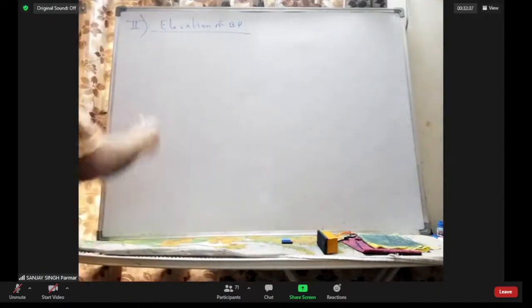Yesterday I gave you the explanation of why it is called elevation of the boiling point. Just go on writing the basic points. After the basic points, I'll go for the formula.